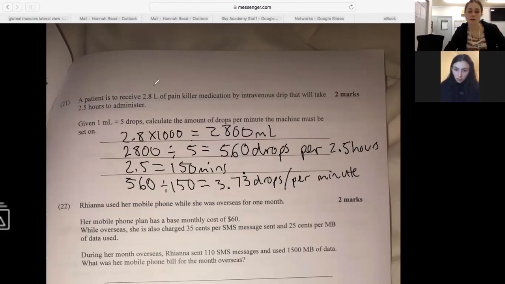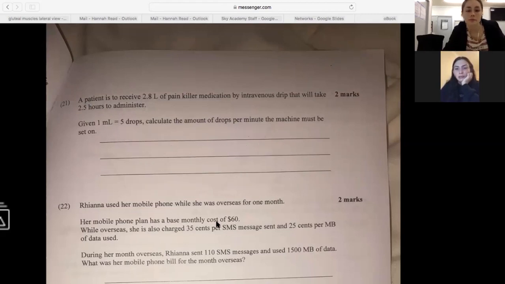So I've got my 2.8 liters. I found how many mils that was, divided it by 5 to get how many drops it was. Took my hours to minutes and divided the drops by my minutes to get the answer. Okay, are you all good with that question? Yeah. Did you write it down? Yeah. Cool. Okay.